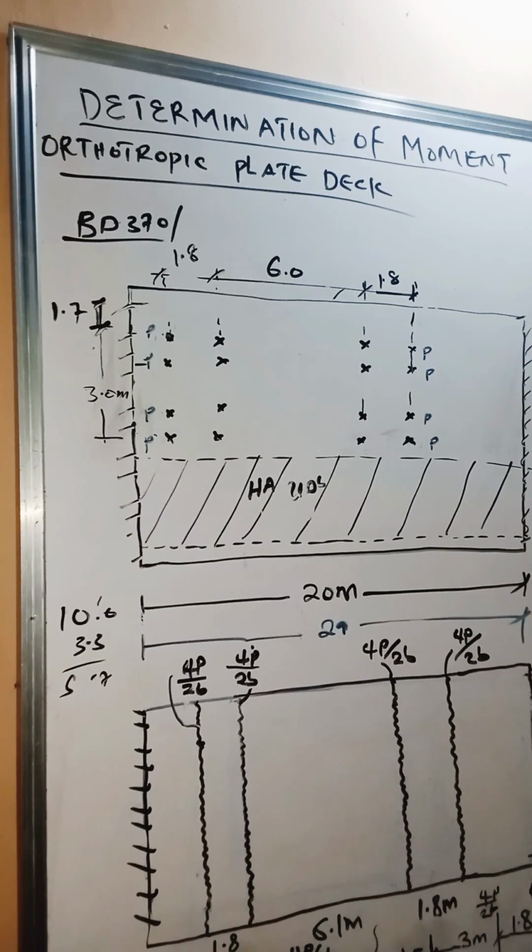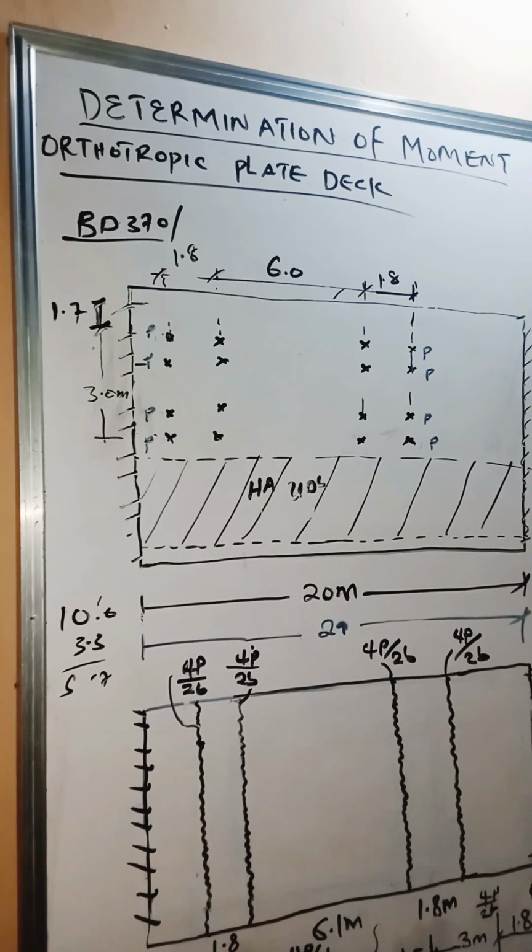Okay. Now, in calculating the maximum moment of this plate, the first thing we must do is to convert the point loads, which are concentrated loads, to line loads. All right. Now, for us to convert these point loads to line load, we have to divide it by the width of the plate. All right, the equivalent width of the orthotropic plate.